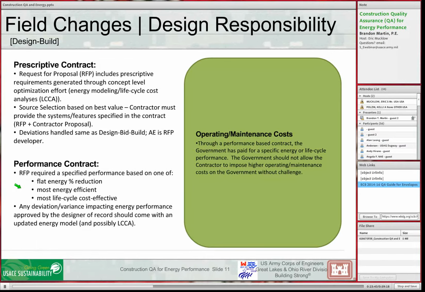If he's going to do that, he owes us an updated energy model. He has just changed the energy performance, and that was one of the contract requirements. So he needs to prove that he still met the contract requirements. You might find that, well, gee, I really do have to have an energy recovery wheel. If we let that go, we're hurting ourselves. We're incurring more operating costs. Under no condition should we allow a design build contractor to impose higher operating and maintenance costs on the government without challenging that.